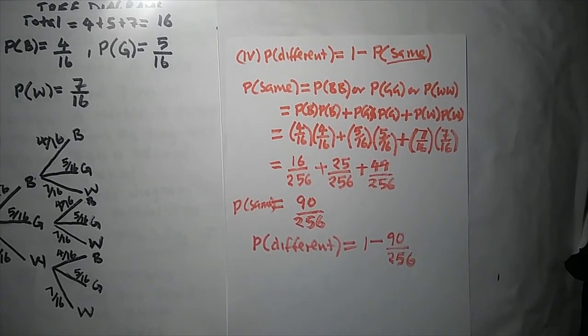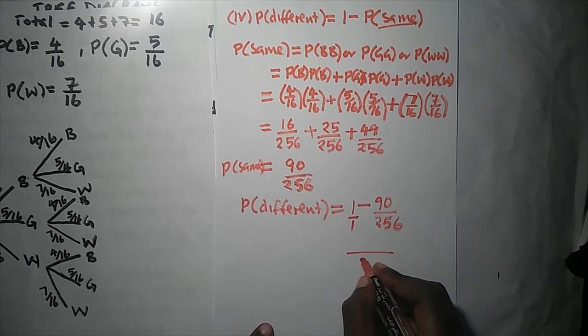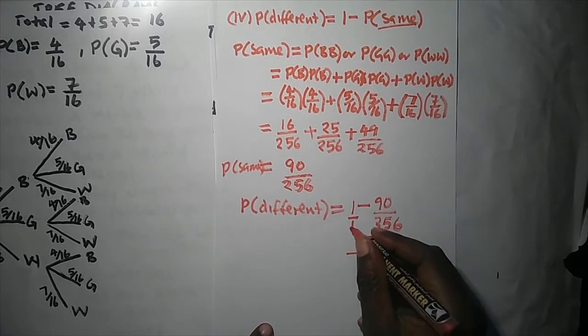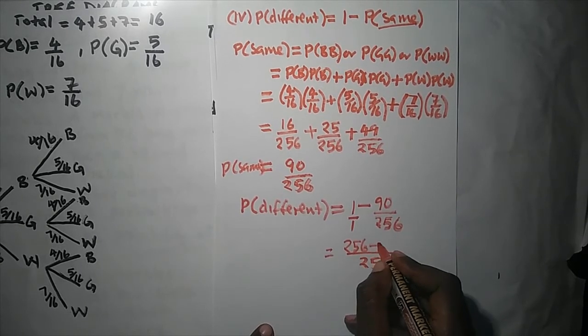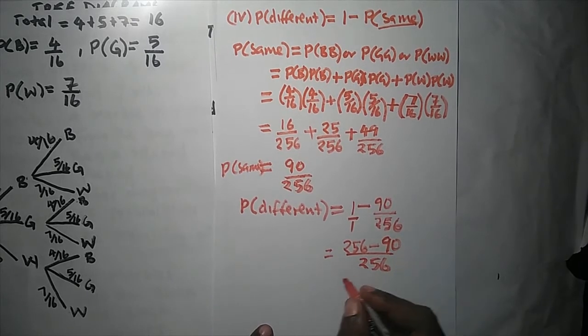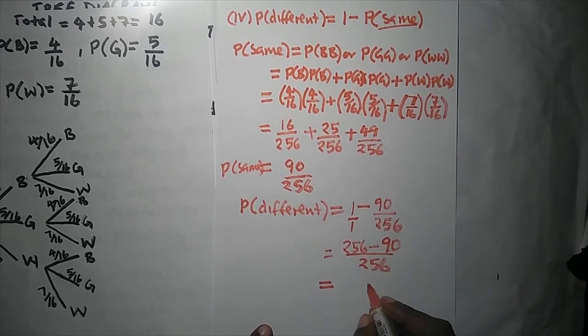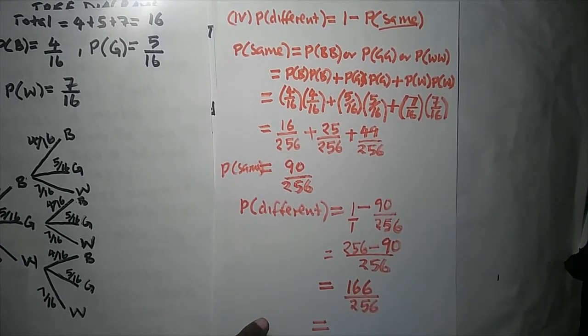1 minus 90 over 256, we can now get the common denominator here. So this is over 1, the common denominator is 256. So 1 into 256 is 256, times 1 there, you're going to have 256. Minus 256 into 256 is 1 times 90, you have 90 there. And then we are going to subtract on top here, 256 minus 90 will give us 166. So we are going to have 166 over 256, which can further be simplified.